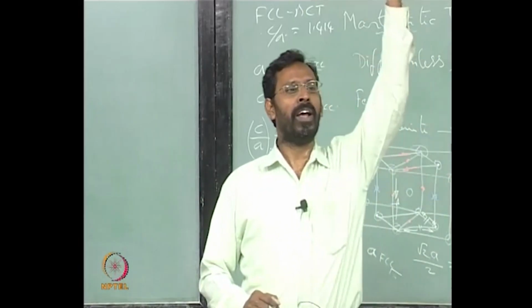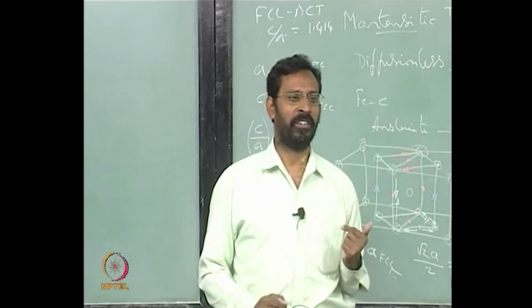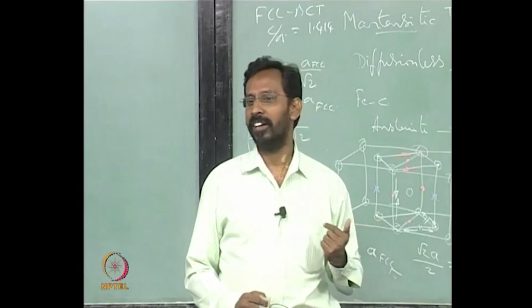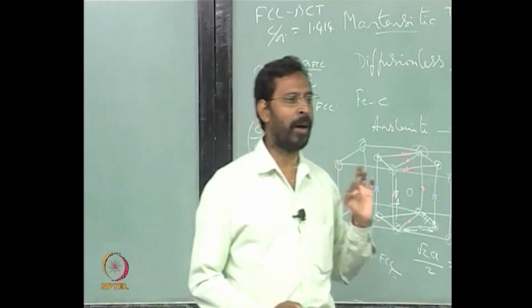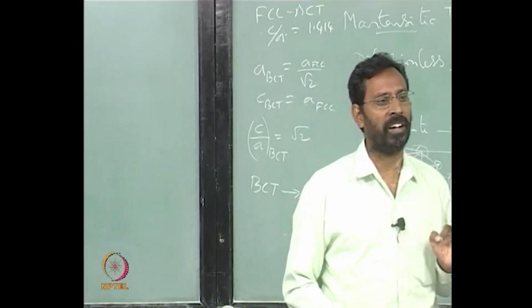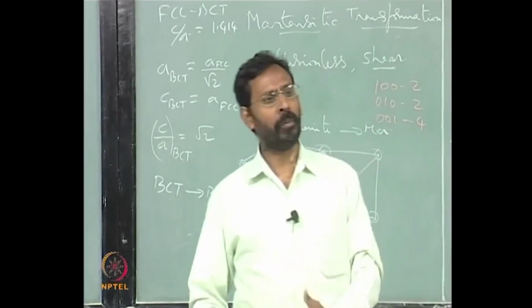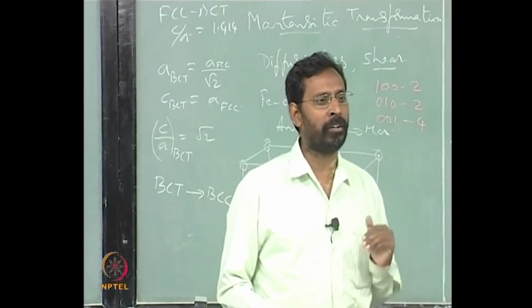But the same FCC, if I quench it to room temperature, the same pure iron FCC gamma iron I quench to room temperature, then this iron wants to become BCC because FCC is not stable at room temperature.